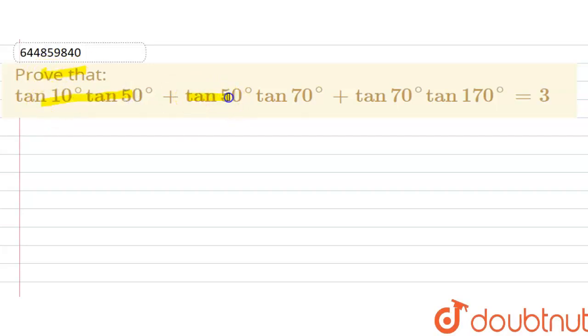Hello students, so here in this question, we have to prove that tan 10 degree into tan 50 degree plus tan 50 degree into tan 70 degree plus tan 70 degree into tan 170 degree is equal to 3. So let us prove it.